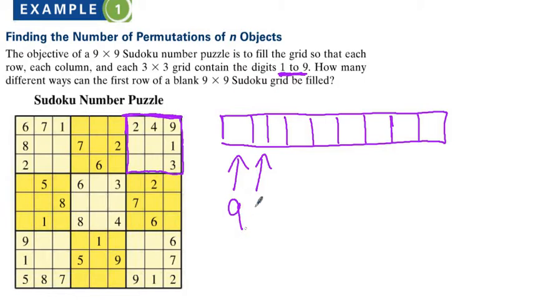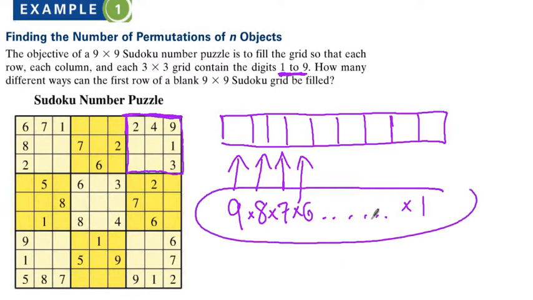So we had 9 options the first one. Now we only have 8 options the second time. How about the third? We could do 7. The next one we could do 6, and you can see we're going to make it all the way down to 1. So what's a faster way of saying 9 times 8 times 7 times 6 all the way down? The answer is 9 factorial.